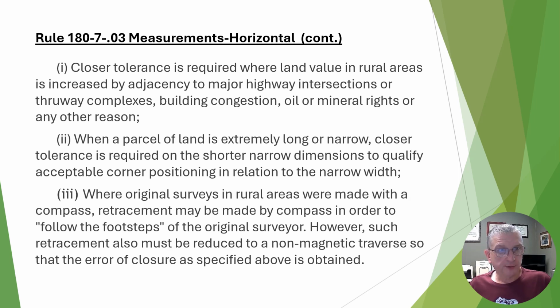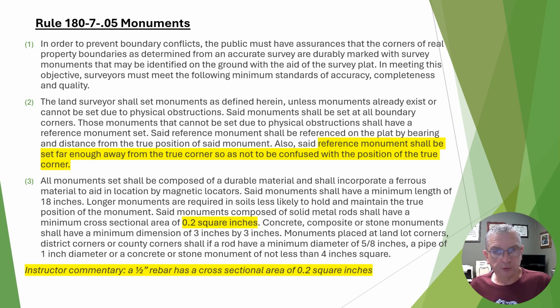All right, so next we'll move to the rule on monuments, 180-7-.05. Now we take a lot of this for granted, but usually the first section of a rule, or the preamble, is important because it's trying to tell us something and it bears reading.